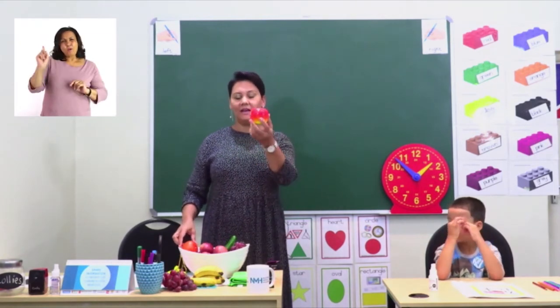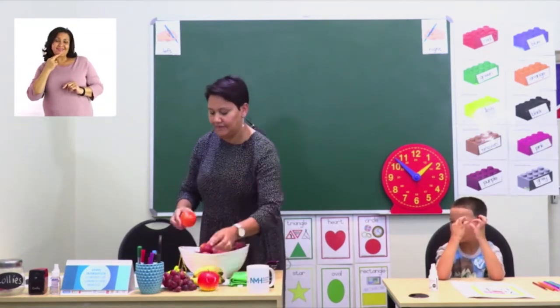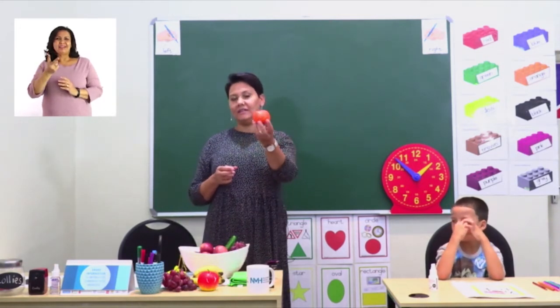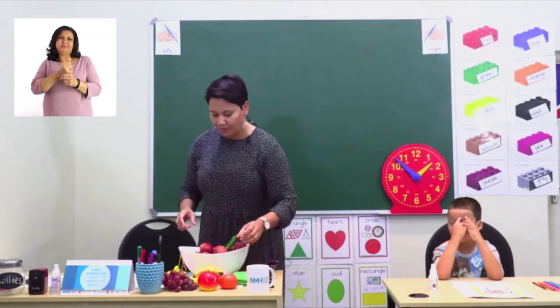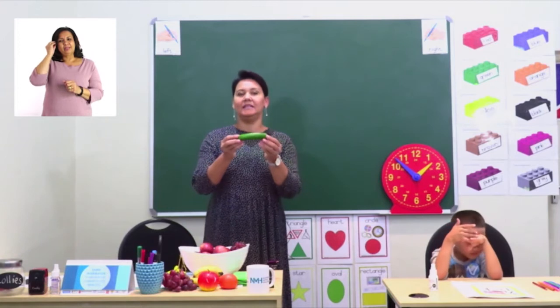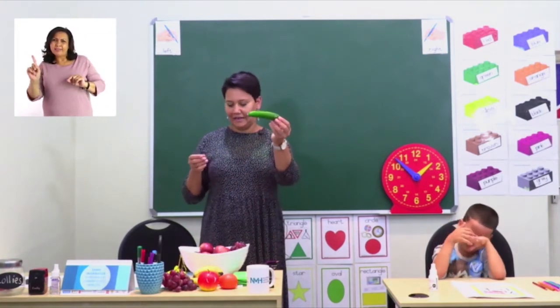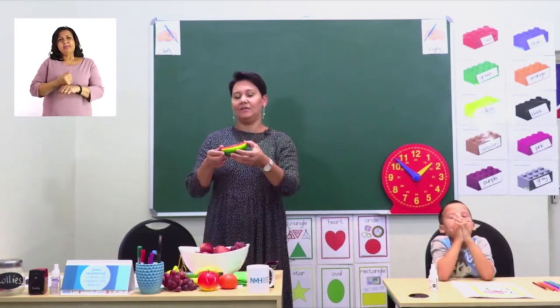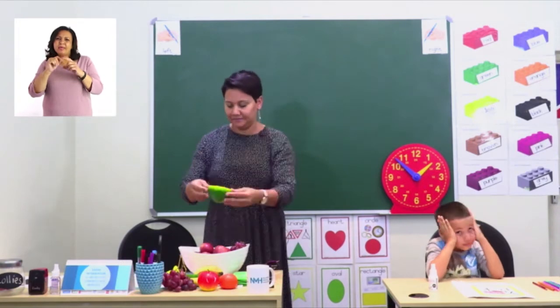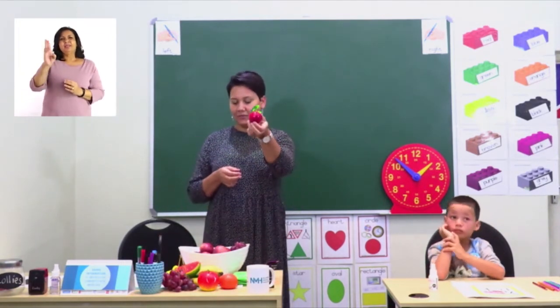Let's look at the apple. The apple is a lovely red color. Let's look at the tangerine. It is nice and orange, warm orange color. Did you know that a cucumber is a fruit and it is lovely green color? A watermelon on the inside is pink and on the outside it's green. A cherry is a lovely deep red color.